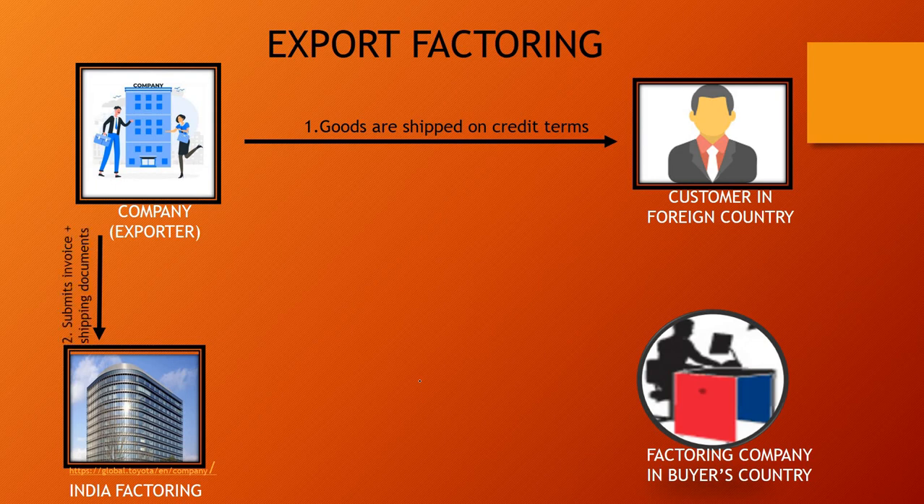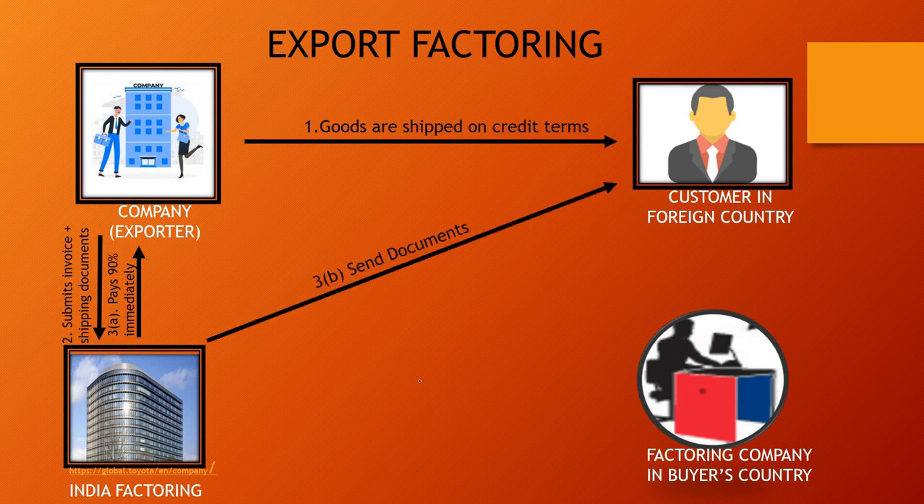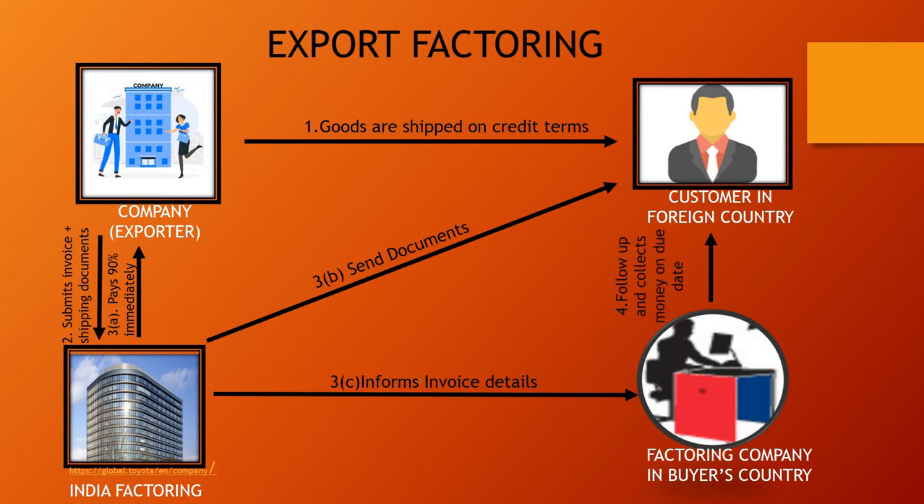The company submits the invoice and shipping documents to the factoring company who is there in India. And this India factoring company will pay 90% immediately to the company, or you can say to the exporter. And this Indian factoring company is going to send the documents to this customer who is sitting in the foreign country and inform the invoice details to the factoring company in the buyer's country. And now this factoring company in the buyer's country will follow up and collect the money on the due date.